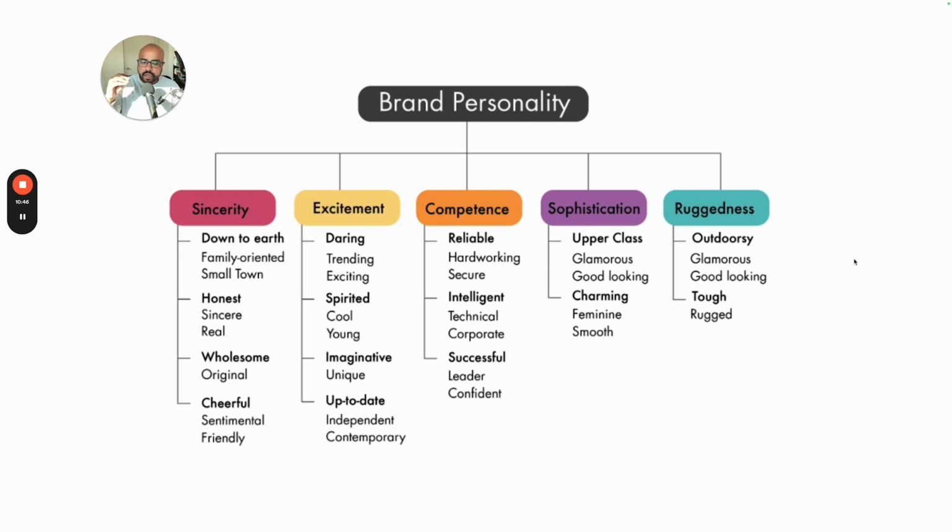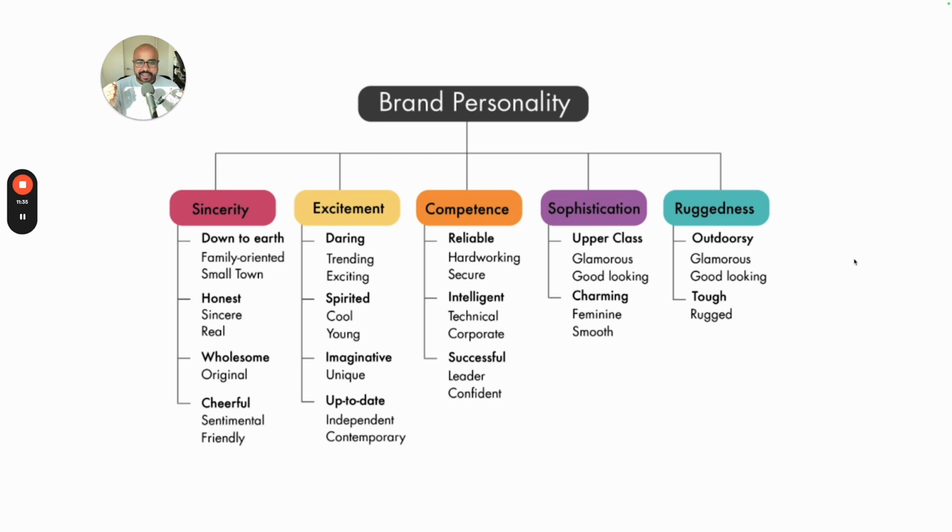So under sincerity, we have things like down to earth, family oriented, small town, honest, sincere, real, wholesome, original, cheerful, sentimental, friendly. The brands that usually come to mind for me under sincerity are things like Walmart, Cheerios, Quaker Oats. A lot of food companies have to be under sincerity because there's a lot of trust that needs to be built. So that's where you're getting, sometimes, mom and pop shops or Aunt Jemima's maple syrup, things like that.